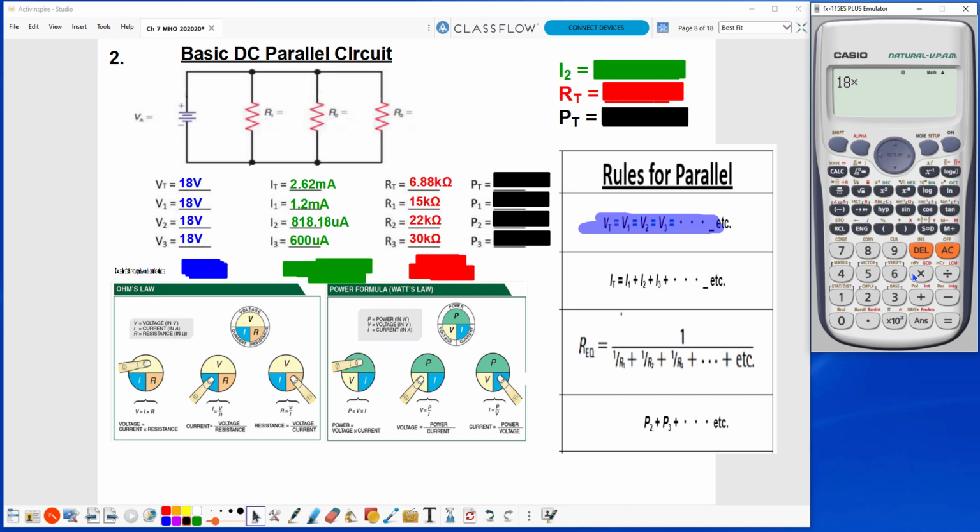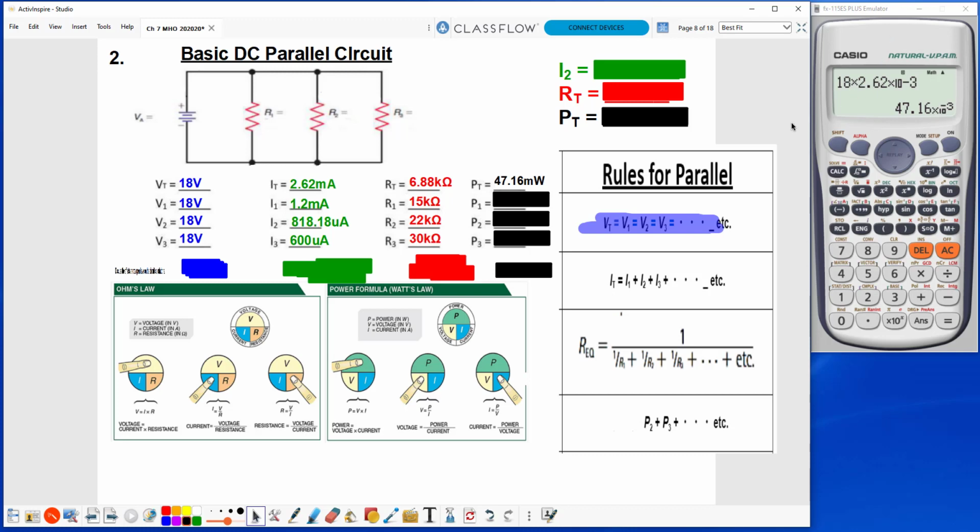18 times 2.62 times 10 to the negative third, milliamps, equals, hit engineering, 47.16 milliwatts. Power is measured in watts.